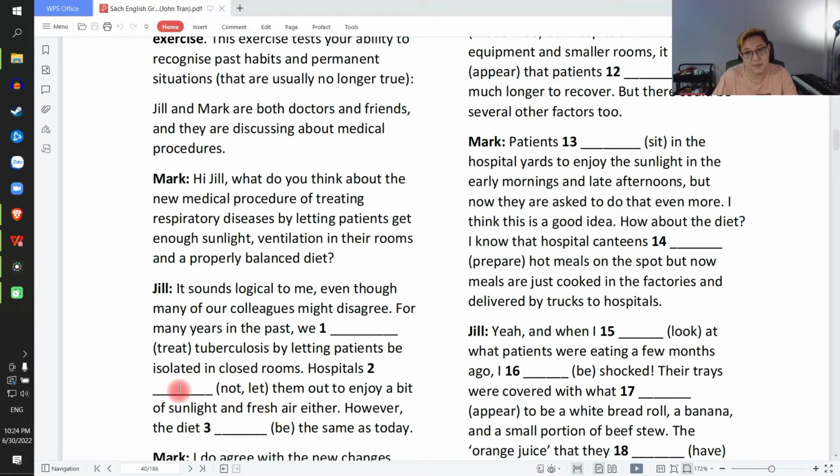So another bad habit in the past, một cái thói quen rất xấu để trị bệnh lao phổi trong quá khứ nữa. So didn't used to let them out. However, the diet was the same as today. So it just talk about a past situation that is no longer true. A long-term situation in the past is no longer true. That the diet in the past, in the hospital in the past, for a long time, they are the same as today. Cái số 3 đã nói về một cái sự thật mà lâu dài trong quá khứ mà bây giờ không còn đúng nữa. Đó chính là cái chế độ ăn nó đã y chang như là ngày nay vậy thôi. Ngày xưa cũng y chang ngày nay.